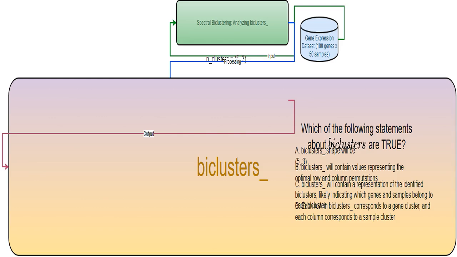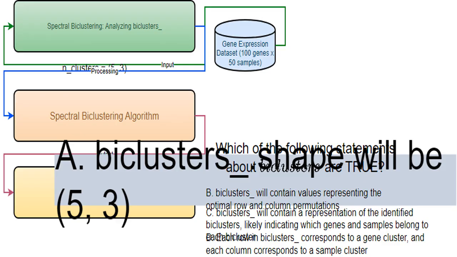This is the output of the SpectralBiclustering algorithm. It holds the information about which genes and samples belong to which clusters. It's not just a simple count of clusters, it gives details about membership. This statement is incorrect. The shape of BICLUSTERS doesn't directly reflect the number of gene and sample clusters. BICLUSTERS provides more detailed information than just the number of clusters, indicating which data points belong to each cluster.